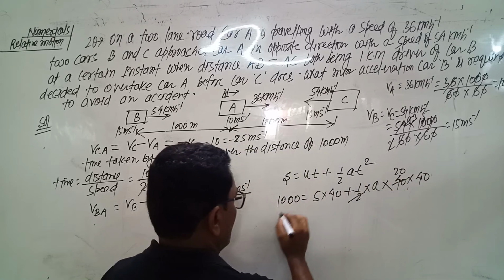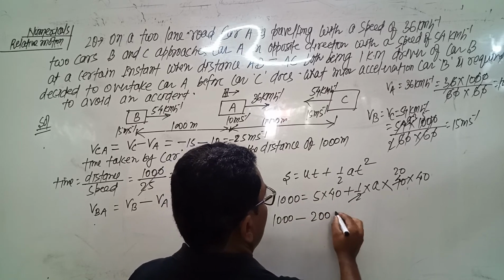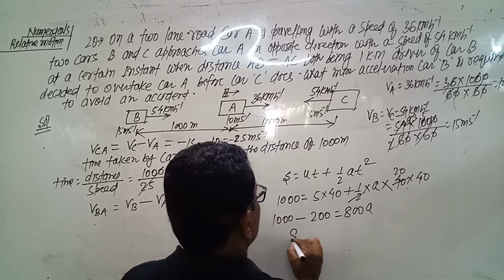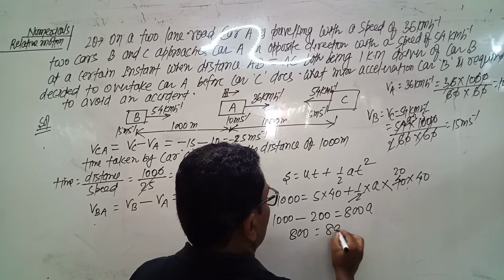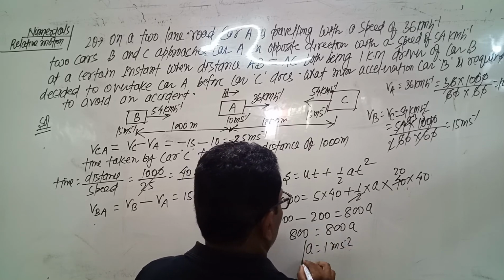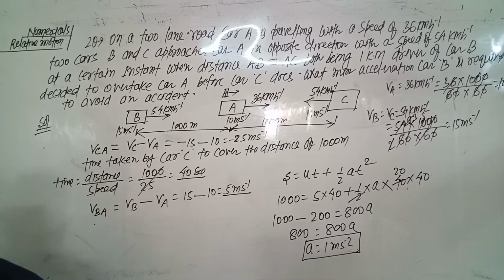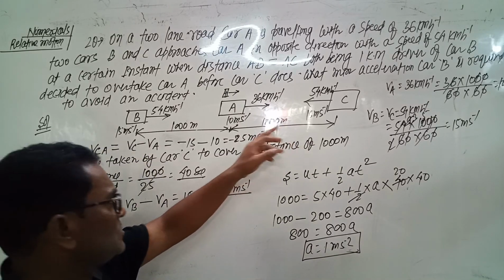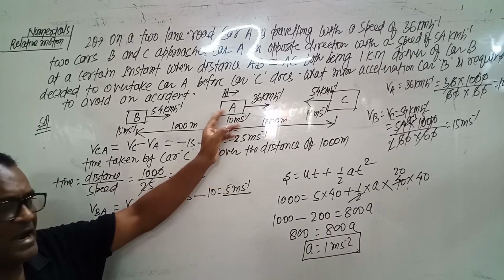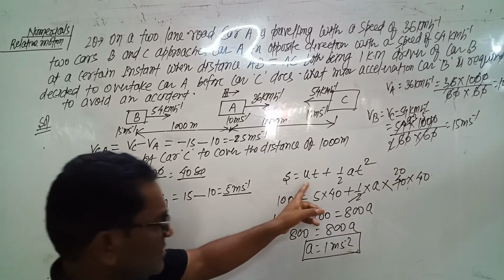This comes to be 1000 minus 5 into 40, 200, equals 800. This is 800 equals 800 A, and the value of acceleration comes to be 1 meter per second square. So firstly we will find the time taken by car C to cover the distance 1000 km to reach at A, and that time will be used in the distance formula.